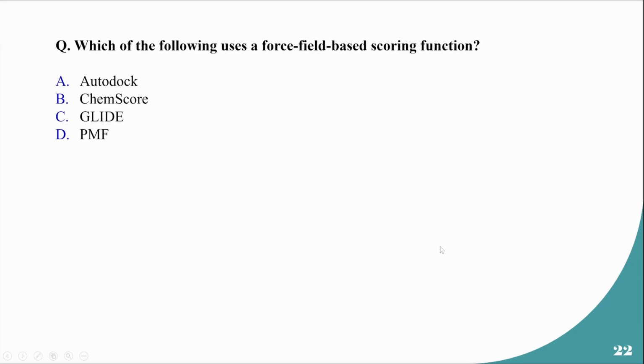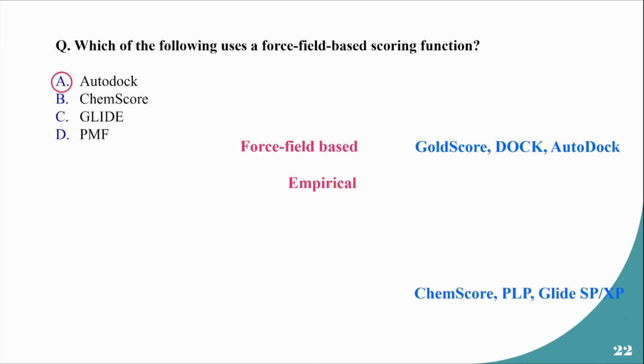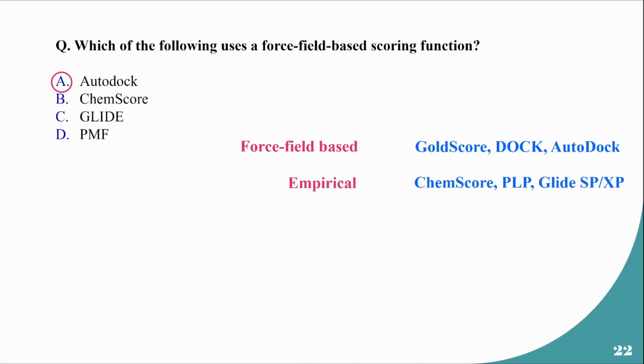Yeah, so as we see here, in this particular case, a force field-based scoring function, one example for that would be the widely used AutoDock software. And other than AutoDock, GoldScore, etc. are also force field-based. When you talk about empirical scoring functions, there comes ChemScore, PLP, Glide SP or XP.